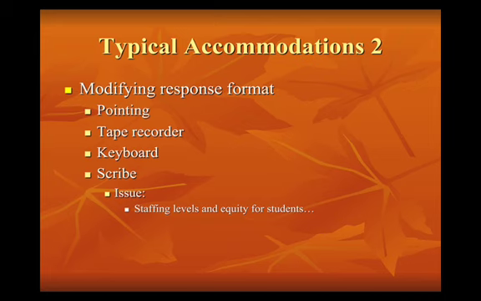We can also modify the response format. We can have students point. We can use a tape recorder to record their responses. They could keyboard their responses. They can scribe. We can use a scribe, so an adult is there writing down what they say.